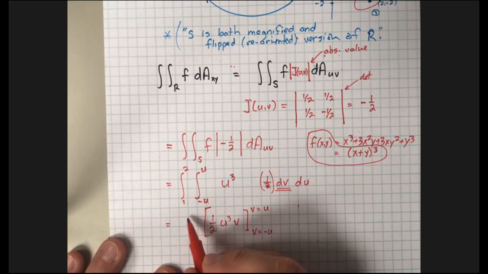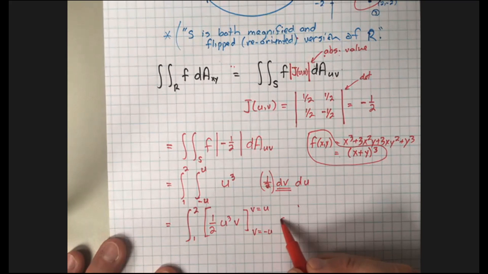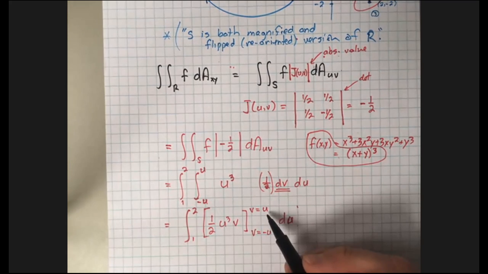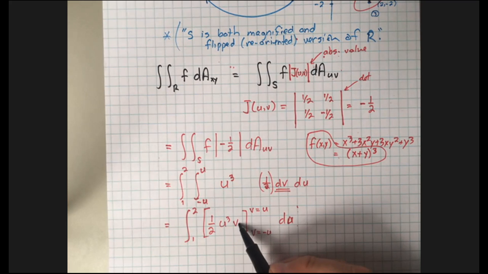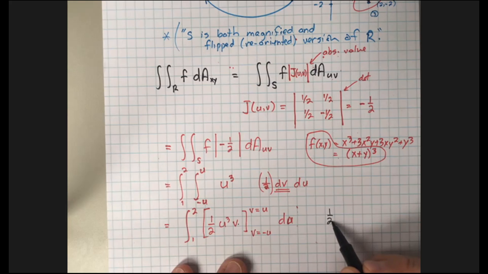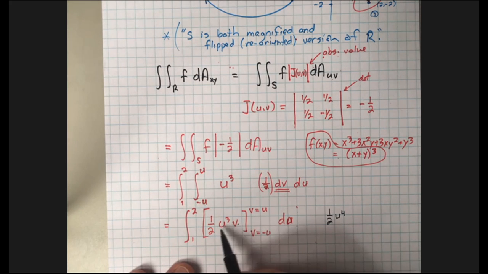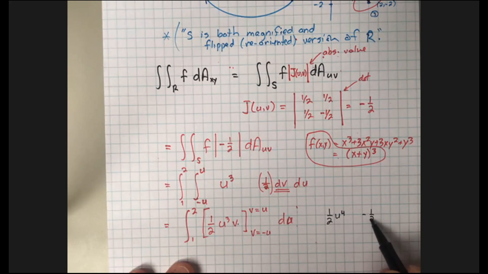And I will also show you how to evaluate this originally inside Mathematica. 1 to 2, these are the u limits after I do this insertion. So when I do this insertion, I get u right here. I get u to the fourth, 1/2 u to the fourth. When I plug in the minus u for v, I get minus 1/2 u to the fourth. You say, oh no, it's zero. No, no, no. When you plug in the minus u, you get minus 1/2 u to the fourth. Remember, fundamental theorem of calculus, you're subtracting these two.